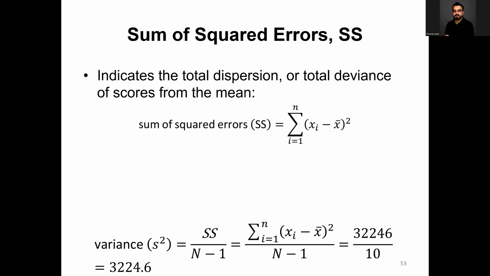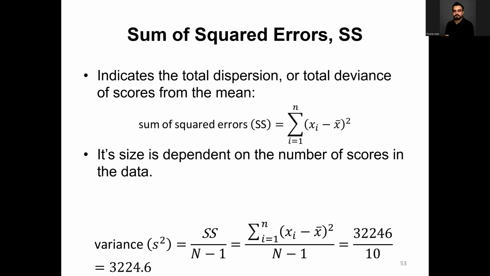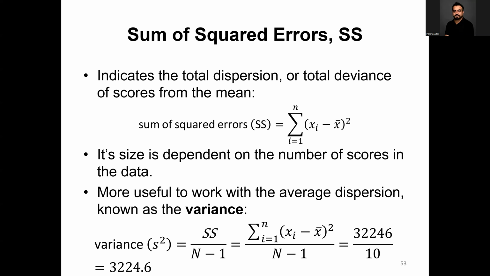The sum of squared errors indicates the total dispersion or total deviance of scores from the mean. Its size is dependent on the number of scores in the data. That's obvious because it is n minus 1. It is more useful to work with the average dispersion, known as the variance, than the sum of squared errors alone.